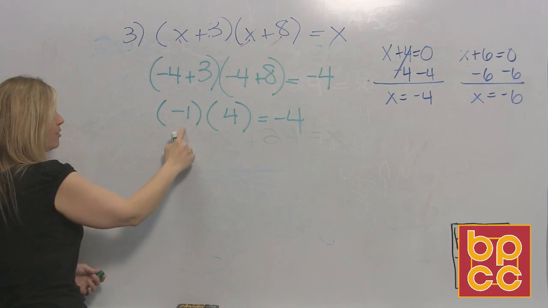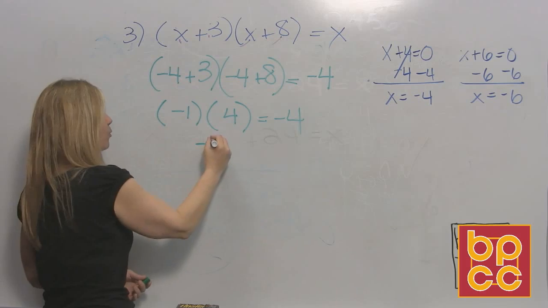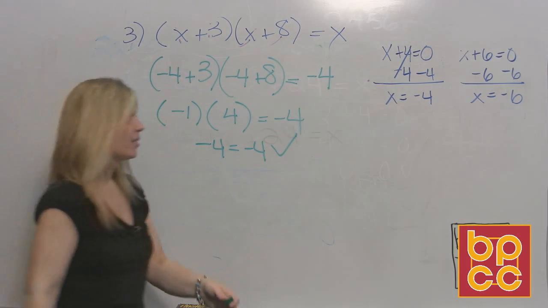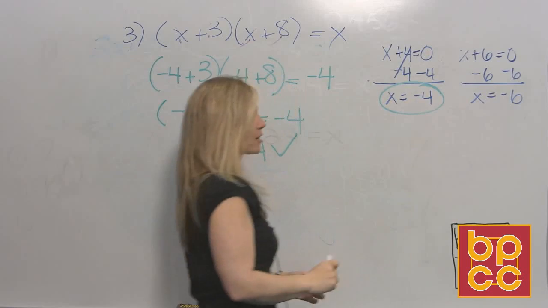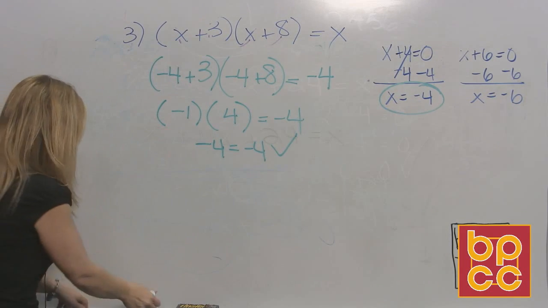We're not done yet. There's not one number here. This is connected by multiplication. Negative 1 times 4 is negative 4. Does negative 4 equal negative 4? Yes. This is a solution. It checks. We're not done, though. You have another solution. So we do it again.